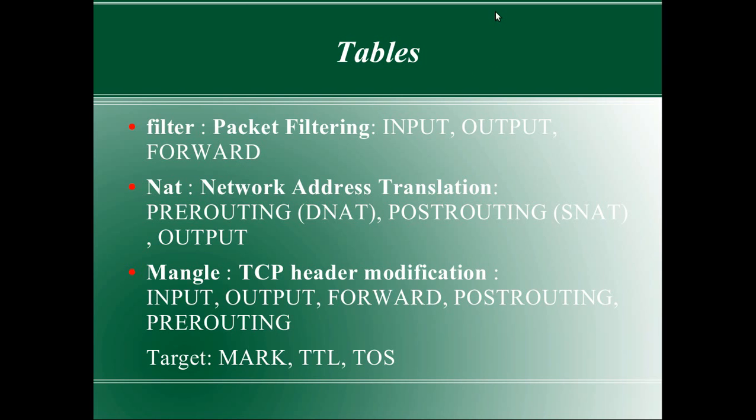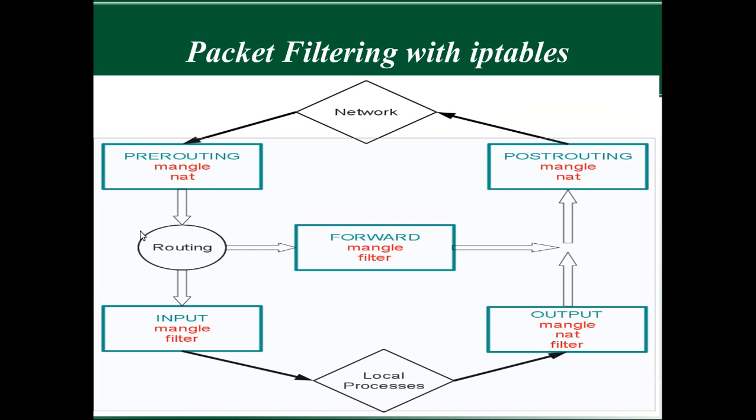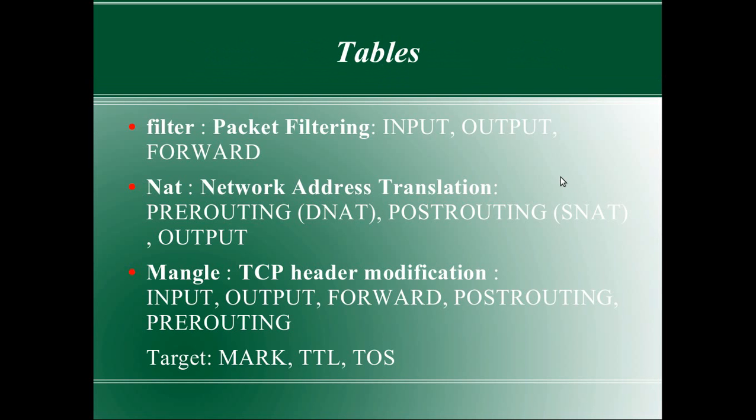NAT, network address translation. It can be implemented in pre-routing, and in pre-routing, as we already discussed, because the routing decision is not made, we can change the destination address of the packet and route it to a different network, or different network inside our LAN. So this is actually destination network address translation. And post routing, because the routing decision is already made, the destination is already specified, you can change the source address, which goes to SNAT. So post routing is SNAT, and it can be implemented in output also.